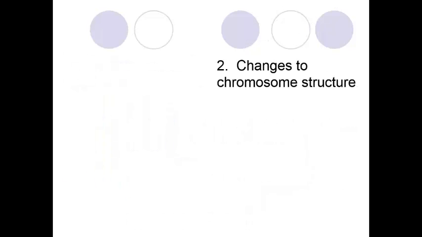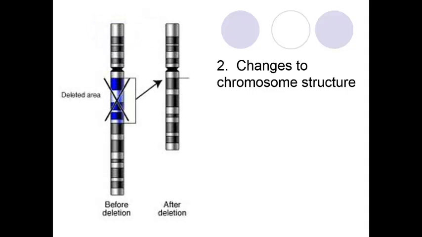Now let's take a look at the structure of your chromosome. You can have 46 normal chromosomes, but the structure of them is incorrect. So we have a specific one here called deletion.